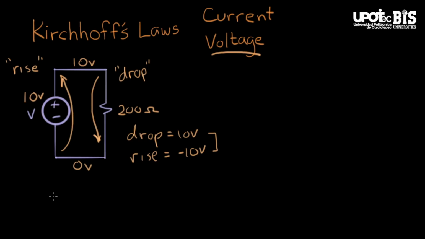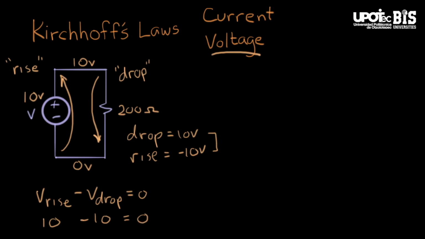So I write a little expression for this, which is V rise minus V drop equals what? Equals 0. I went up 10 volts, back down 10 volts, and I end up back at 0 volts, and that's this right here. This is a form of Kirchhoff's voltage law. It says the voltage rises minus the voltage drops is equal to 0. So if we plug our actual numbers in here, we get 10 minus 10 equals 0.